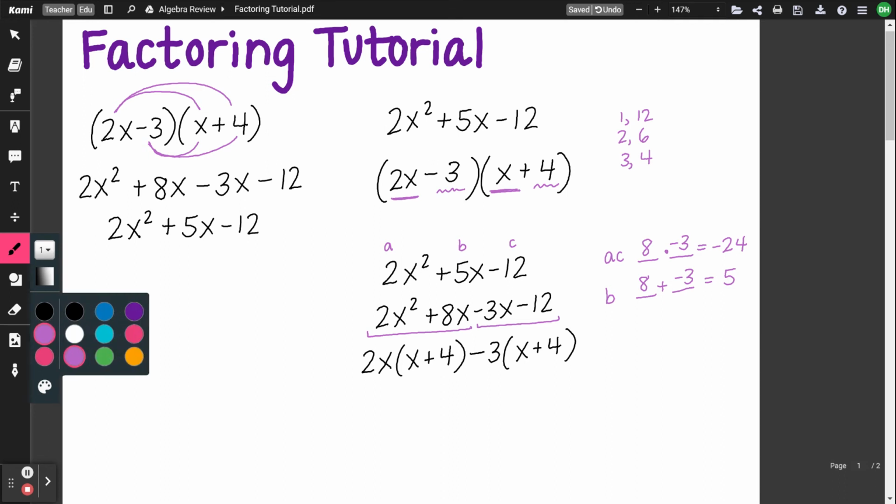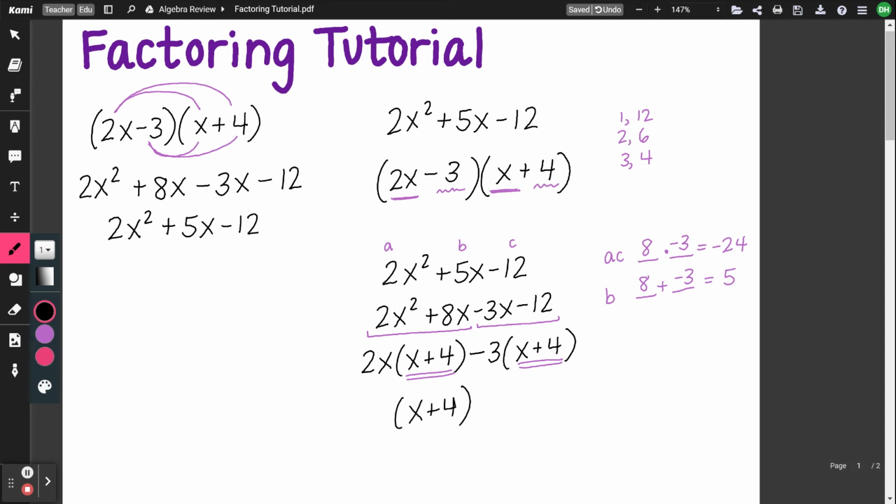Now the final step, I see that they both have x plus 4 as a common factor. So I can take out that x plus 4 and then I'm left with 2x minus 3.